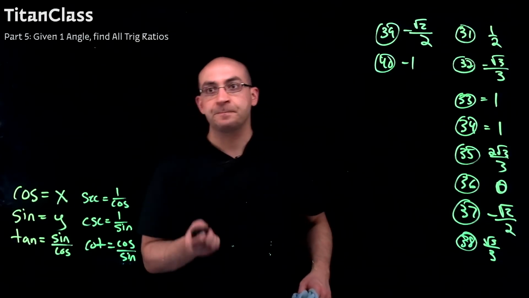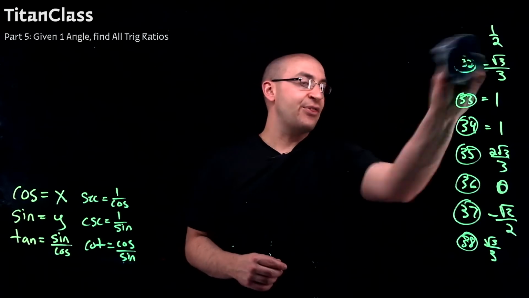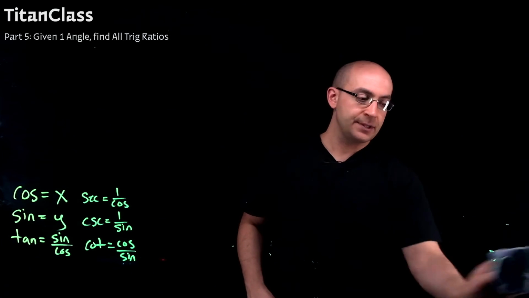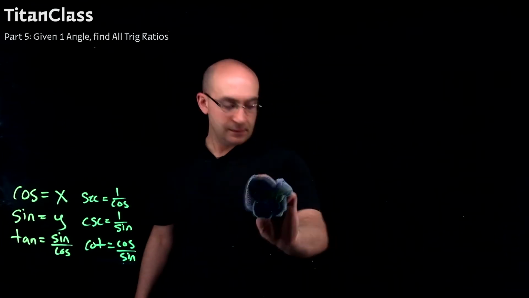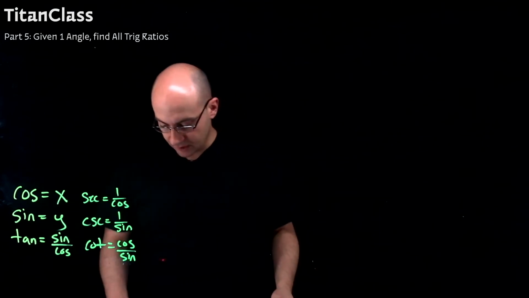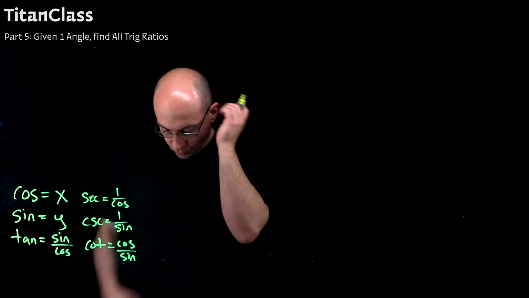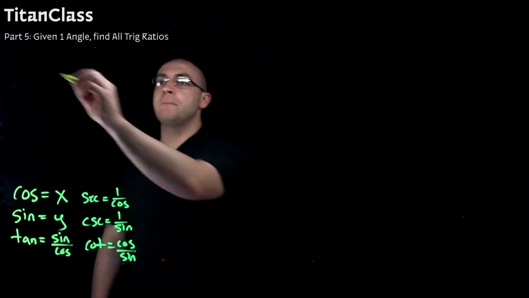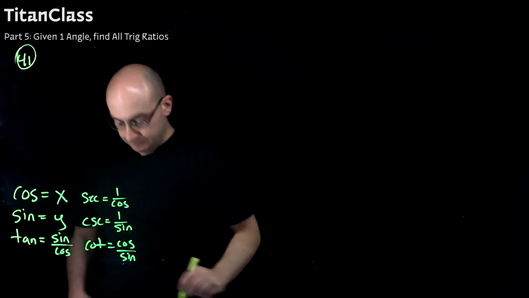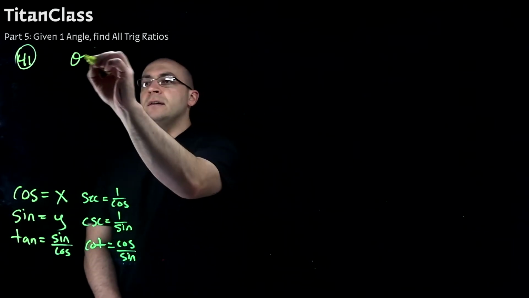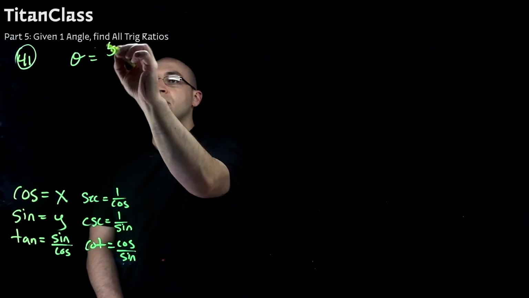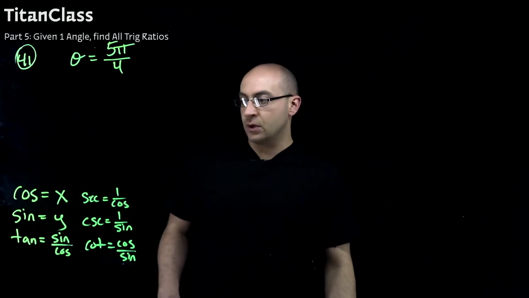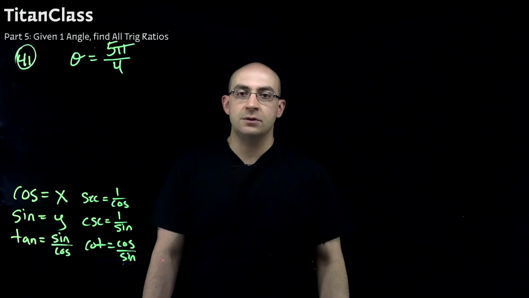All right, last set. Given one angle or given theta, can you find all of the other or remaining trig functions? The answer to that is yes. Hopefully. I'll keep yellow, even though it sucks to erase. Okay. 41. Okay. Theta, let's say theta is 5 pi over 4. Find the exact values for cosine, sine, tangent, secant, cosecant, and cotangent.